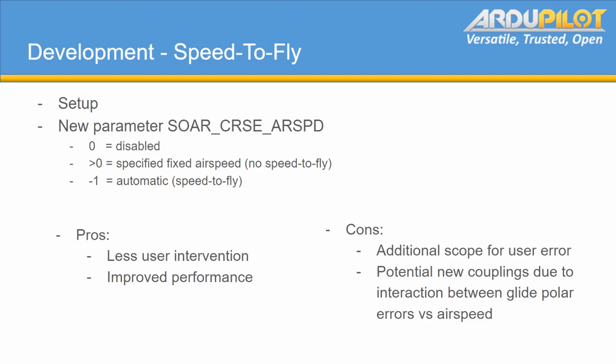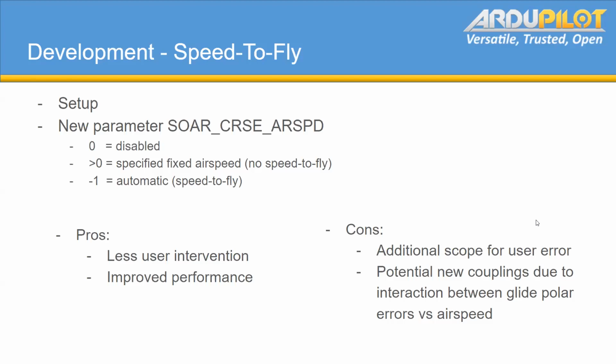Secondly, there's going to be less user intervention. Right now, when running these long missions on the K1000, but also more generally, if the user is flying through a large area of sink, they might interactively set up a higher airspeed to get through that. And this will now automatically be taken care of.